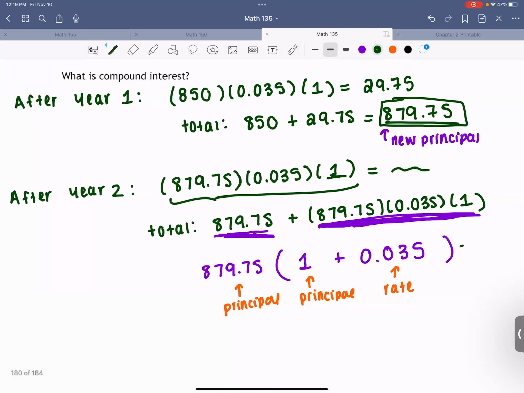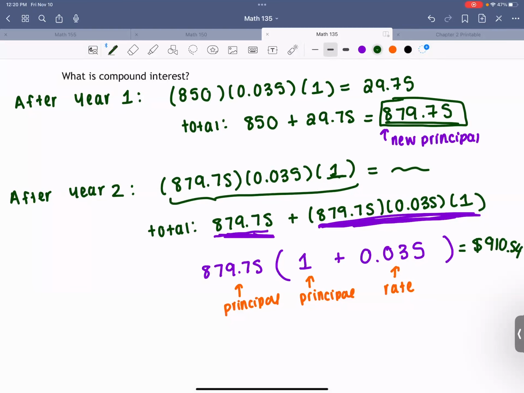And if you multiply it all out, you should get a total of 910.54. Okay, so it looks like we did increase a little bit from year one. Now I don't think we want to go for the third year. That's going to take a lot of work, right? And if we try to do the fourth year, it's going to be the same amount of work, but we're going to have to do it again.